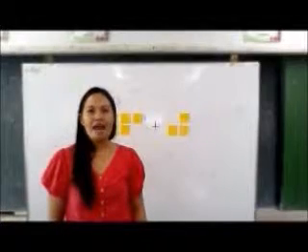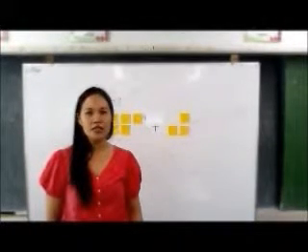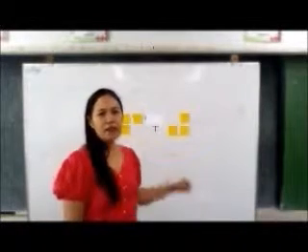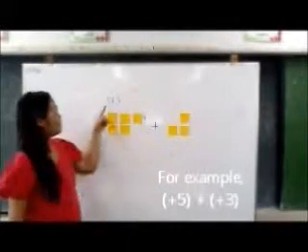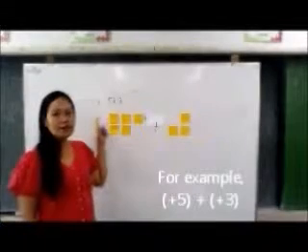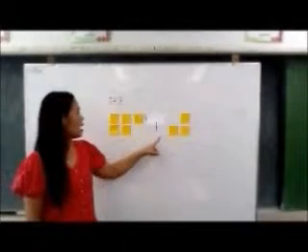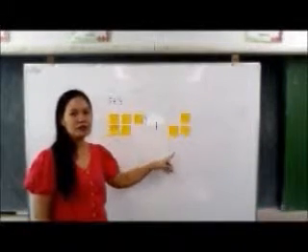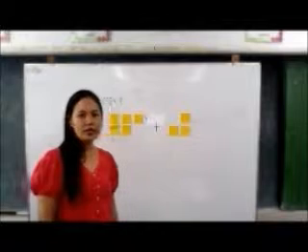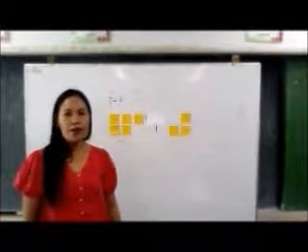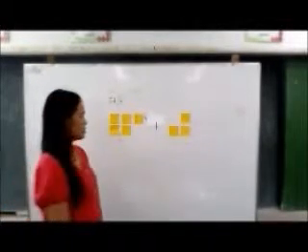Addition of integers. Addition can be viewed as combining. Combining involves the forming and removing of zero pairs. In case number 1, both integers have positive sign. For example, 5 plus 3. We represent 5 plus 3 in algebra tiles as 5 unit yellow tiles plus 3 unit yellow tiles since they are both positive. After representing the number of units in the algebra tiles, we are to arrange or combine the algebra tiles and then count the number of tiles.